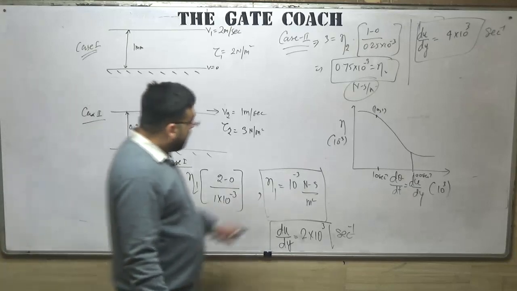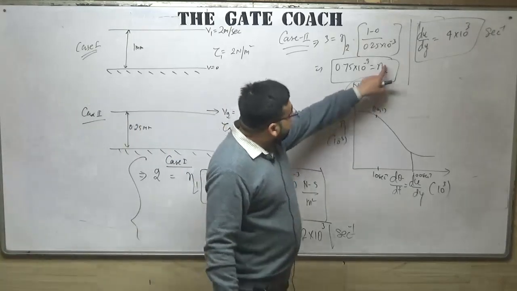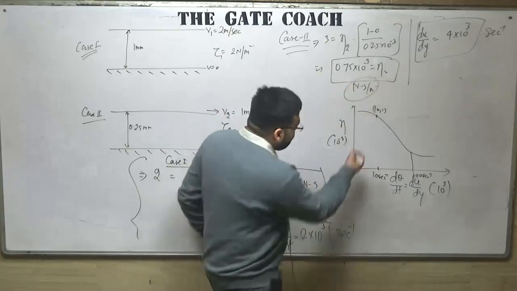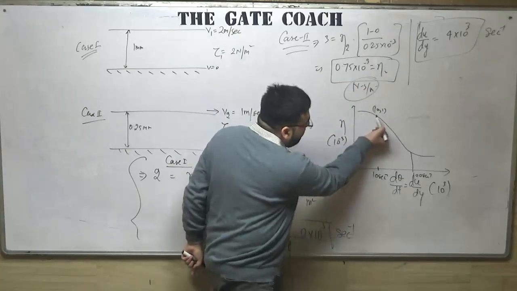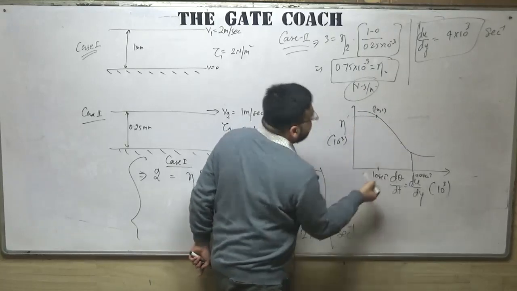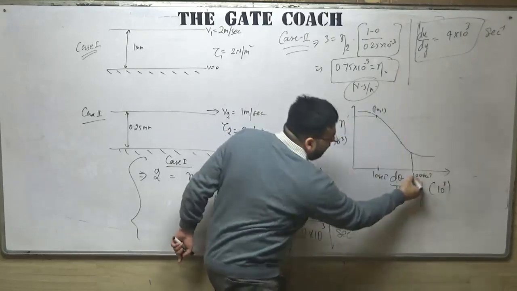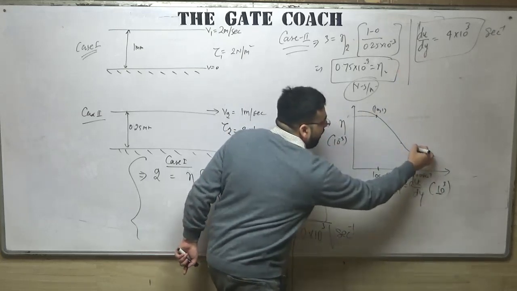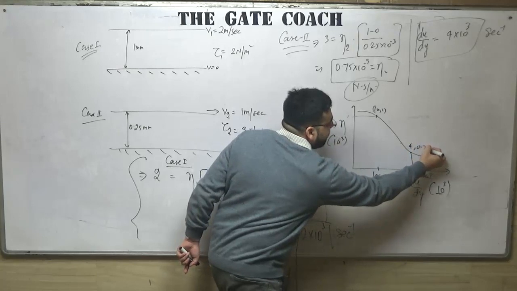Next. Case number 2, eta 2 is 0.75. 0.75 means it is decreasing. So decreasing means that if this is 1 here, 0.75 will be somewhere here. So this will be 0.75, and du by dy is 4, 4 into 10 raised to power 3. So it means that this ordinate will be 4 comma 0.75.